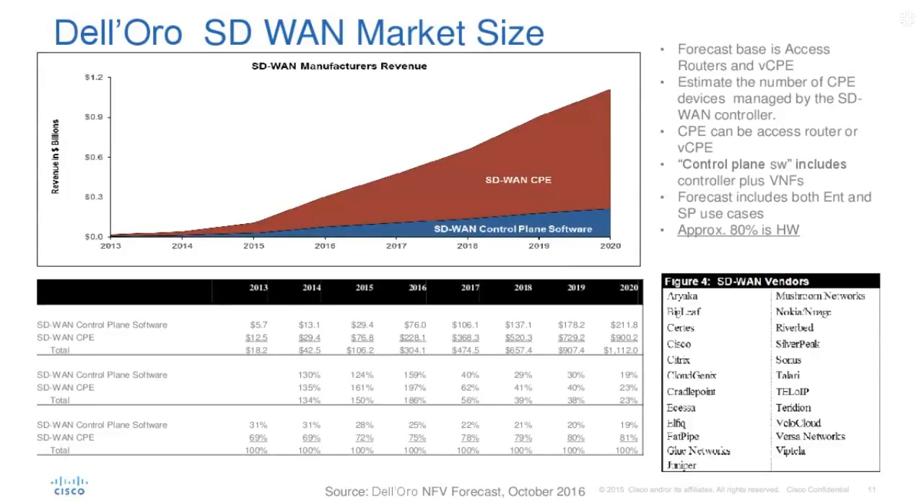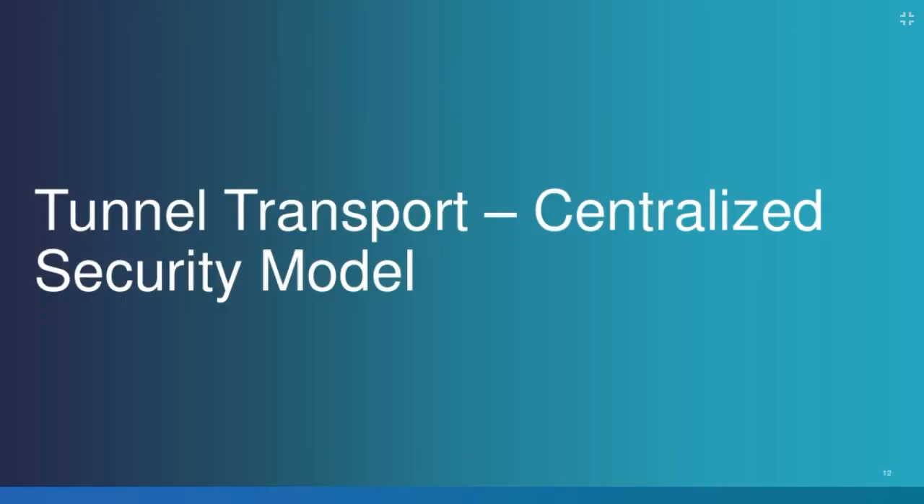This SD-WAN market has been increasing over time. These are just some Dell'Oro numbers here showing you control plane software numbers along with routers, either physical or virtual. And this market continues to ramp up, and we're seeing this fairly rapid explosion as we move over time to a $1 billion market here. All the vendors that we're seeing out there are listed on the right-hand part of the slide. So let's break these down.